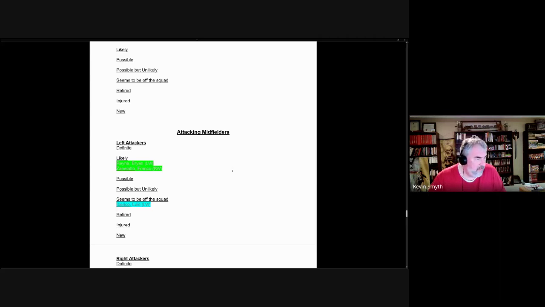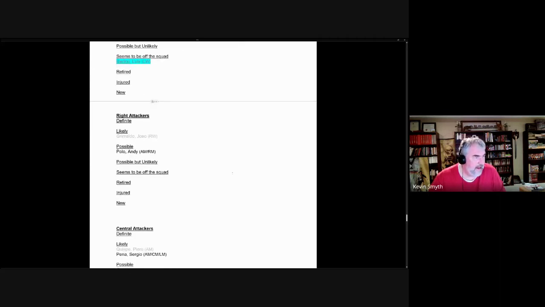Okay, right attacking midfielders. We have a likely candidate in João Grimaldo. He was selected for the squad, and a possible candidate in Andy Polo, who we saw starting as a winger in the first game.